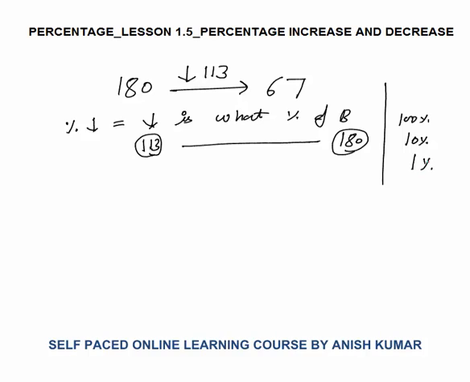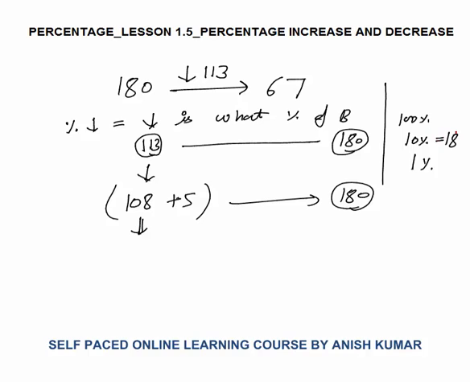Now if you know the table, you can break this part as 108 plus 5 is what percentage of 180. Now 108 is how much percentage of 180? 180 10% is 18. So 60% would be 18 into 6, 108. So simply 108 is 60% of 180. How did I reach that? Because 10% is 18, multiplied by 6 on both sides. So 60% would be 108. So it means I can break 113 as 108 plus 5.